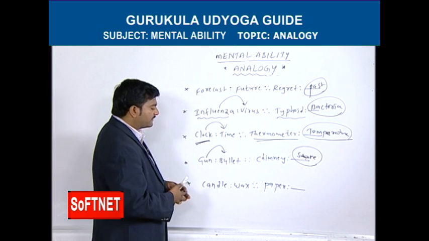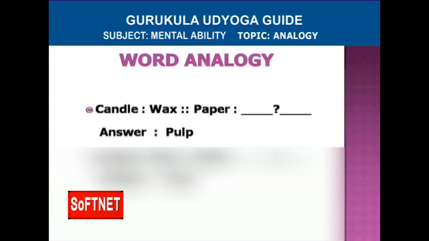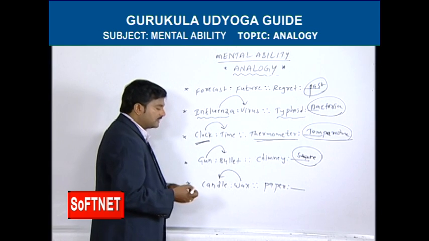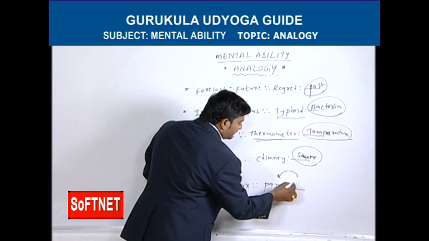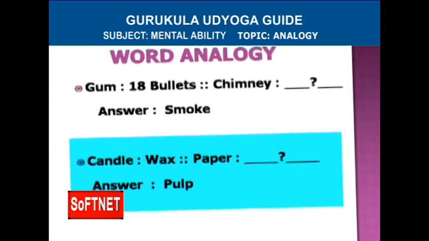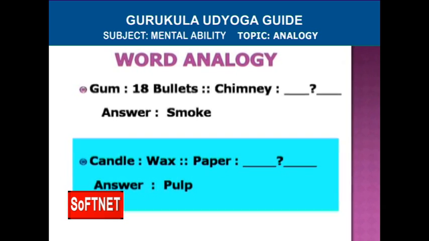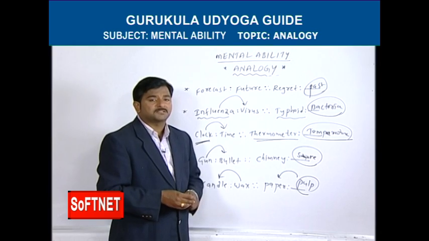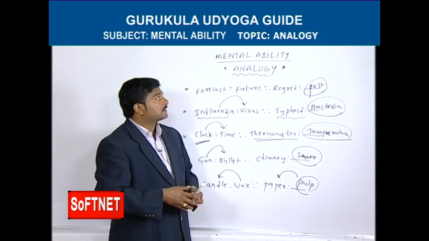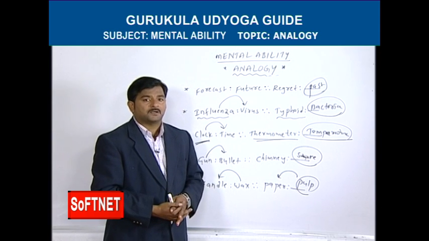Similarly, observe the final part: candle, wax; paper, dash. It is very clear, a candle is made of wax. Similarly, paper is made of what here? Pulp, wood pulp. So paper comes from wood pulp, and a candle from wax. These are the different types of concepts we discussed in the analogy part. I hope you enjoyed.